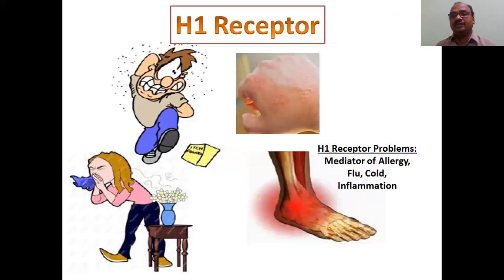Now we will see the four receptors one by one. Very important. First one is very, very important. Second one is very, very important. Okay, first two are very important.